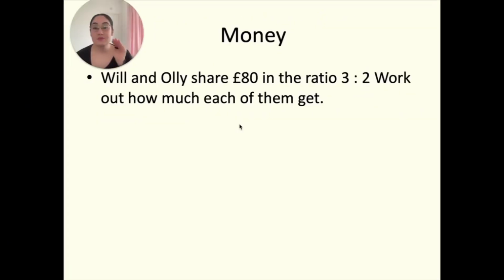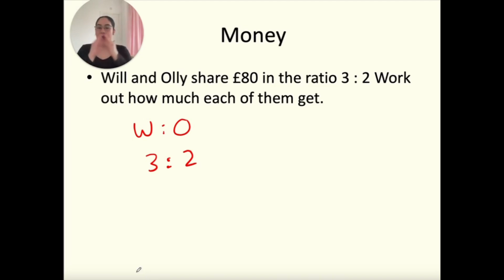Let's look at a simple ratio problem involving money. Will and Ollie share £80 in a ratio of 3 to 2. Work out how much each of them gets. So the first thing we need to figure out is how many parts or shares are there altogether? Will gets 3 shares, Ollie gets 2 shares. So the £80 is being split amongst a total of 5 parts. If we add these two together, we get 5 parts. So the money is being split into 5 shares.